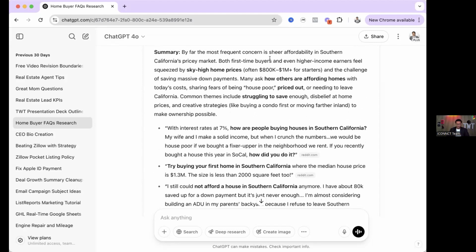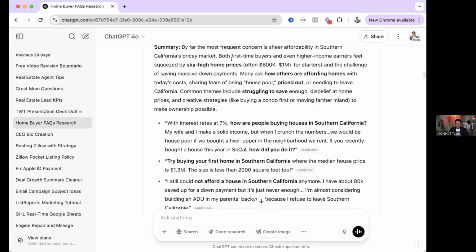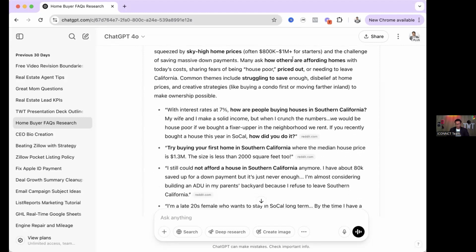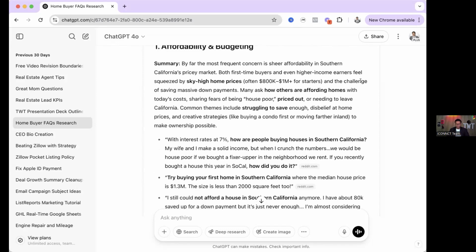By far, the most frequent concern is sheer affordability in Southern California's pricey market. Both first-time buyers and even higher income earners feel squeezed by sky-high home prices between $800 and $1 million. And the challenge is saving. This is amazing, it's telling you the challenges that they're actually experiencing: the challenge of saving a massive down payment.